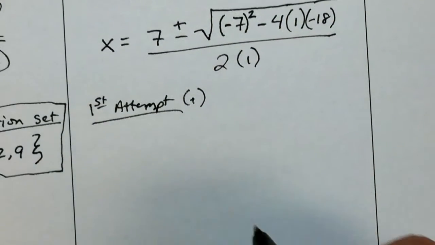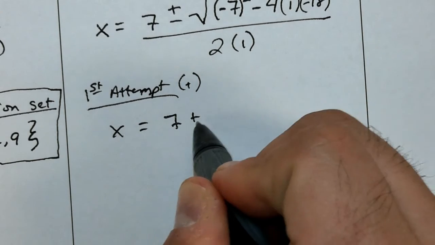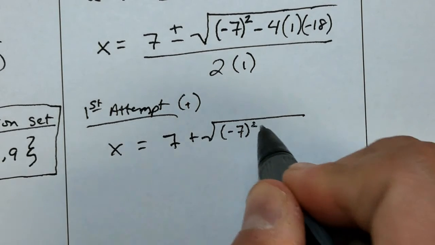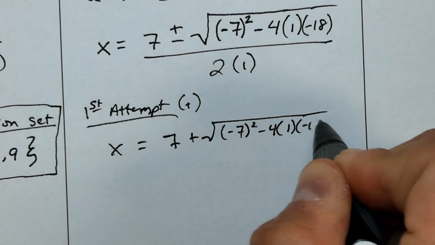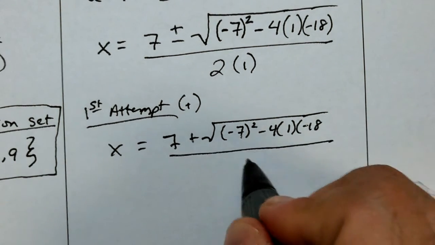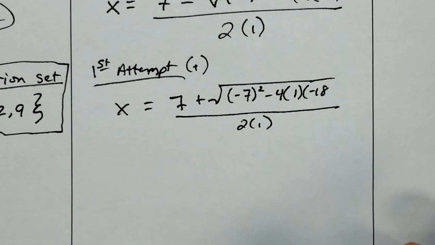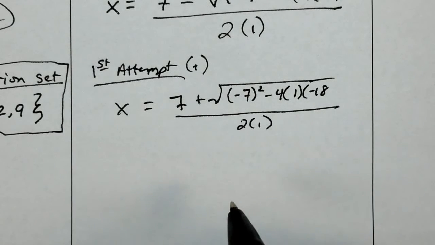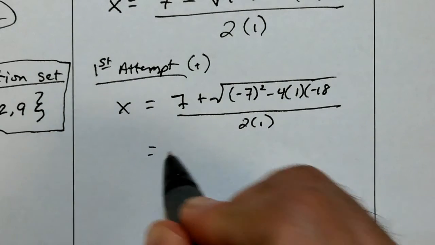I'm just going to rewrite this whole equation out. X equals 7 plus the square root of all that stuff, minus 4 times 1 times negative 18 over 2 times 1. Now, you can do all of these steps right now and do order of operations. I'm going to do it right now, but then I want to show you what you can do in the calculator. But I'm going to do this piece by piece.